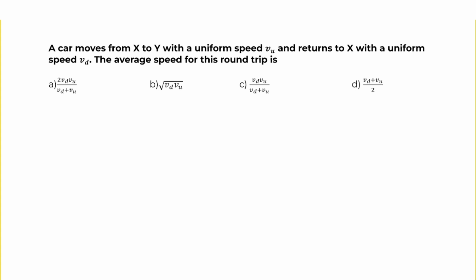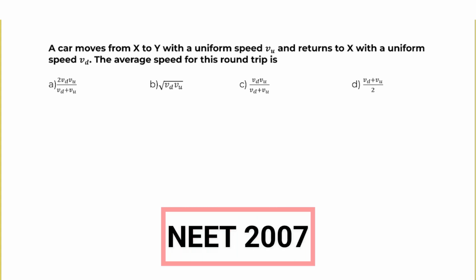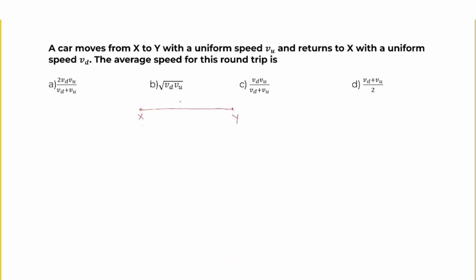Question says a car moves from x to y, so let me write here x and here y, with a uniform speed Vu. Okay, fine. And returns to x with a uniform speed Vd. So let's assume that the distance from x to y is small x. Average speed is nothing but total distance over total time.